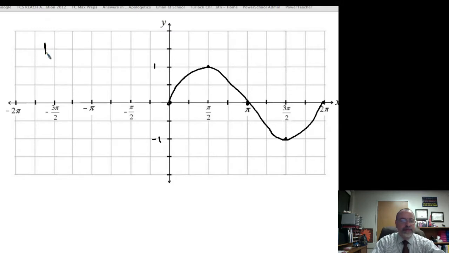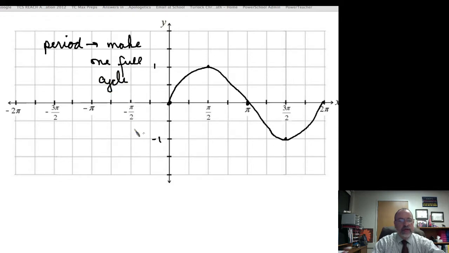Now, the period is the time that it takes to make one full cycle. Okay? So that's the definition of the period, the time that it takes for it to make one full cycle. Now, the time that it takes is a horizontal measurement.